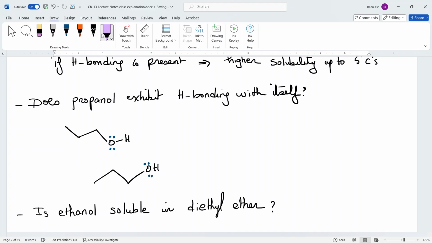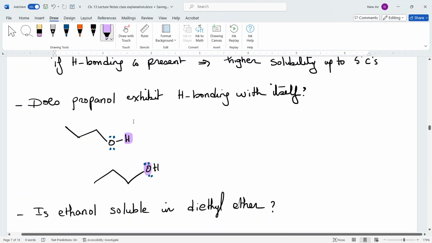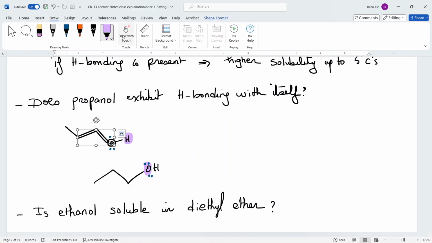Over here, these are the two propanol molecules. We're going to pick a hydrogen in one and an oxygen in the other. So you have the condition of hydrogen connected to an electronegative element, and that hydrogen is going to bond with an electronegative element. I have that. So yes, I do have hydrogen bonding in there. So yes, propanol will hydrogen bond with itself.